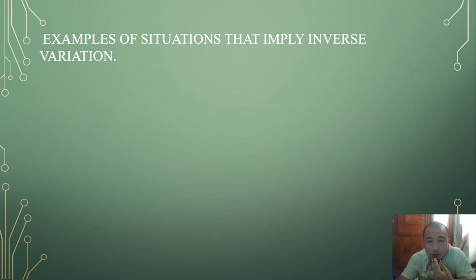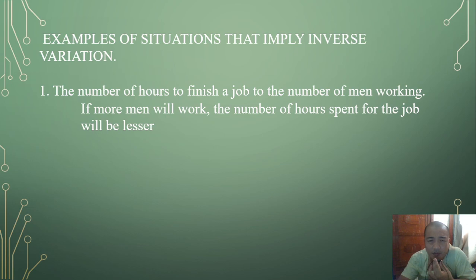So we have here some examples of situations that imply inverse variation. The number of hours to finish a job to the number of men working. If more men will work, the number of hours spent for the job will be lesser. For example in a construction, if there are 20 men, they will finish the job sooner, yes, sooner than later. So that implies an inverse variation.